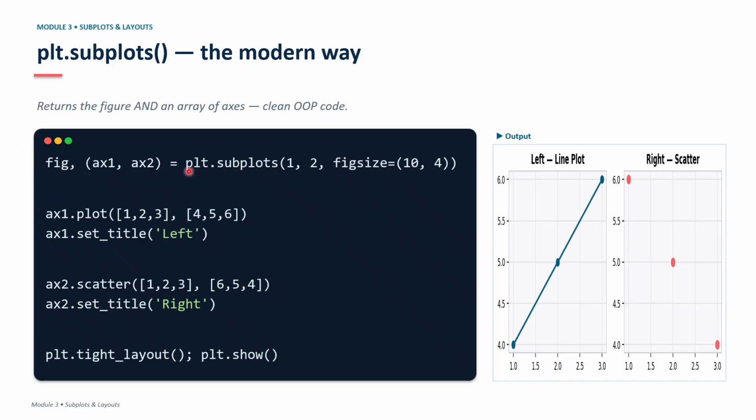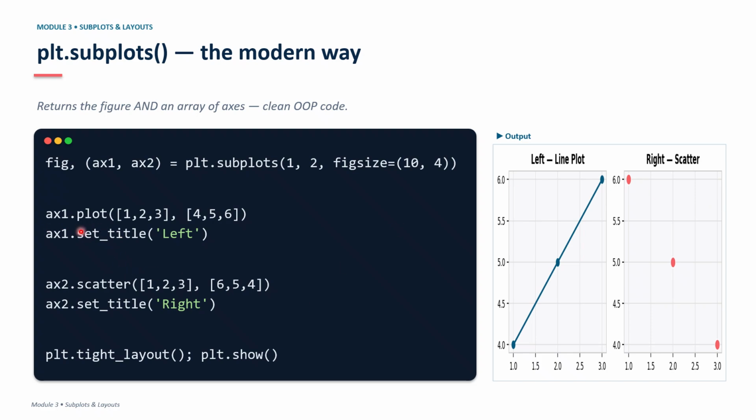And then it creates a grid, where 1 comma 2 means a single row and 2 column grid. And the third step is that it creates both the axis objects. So here we have the axis objects, axis 1 and axis 2, and you can unpack them directly into axis 1 as the left and axis 2 as the right. And figure size 10 comma 4 means the figure is 10 inches wide and 4 inches tall.